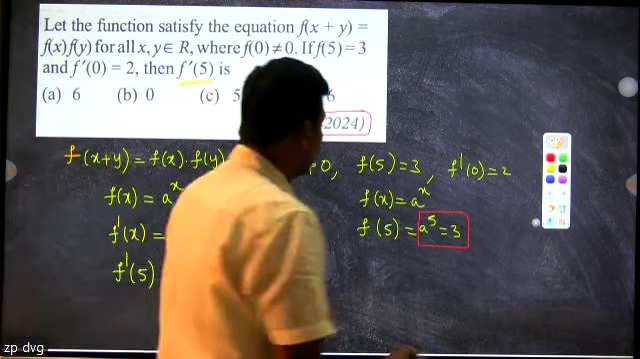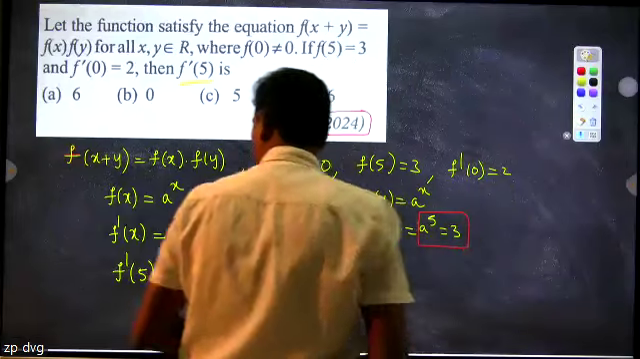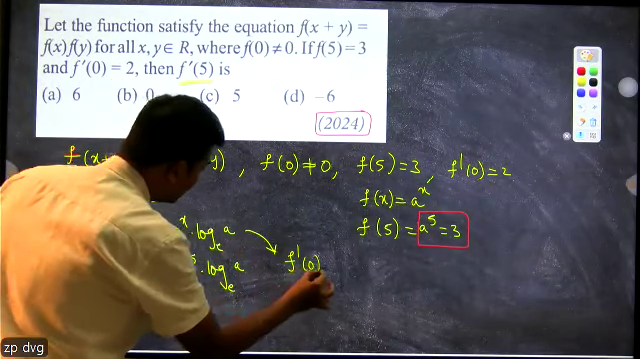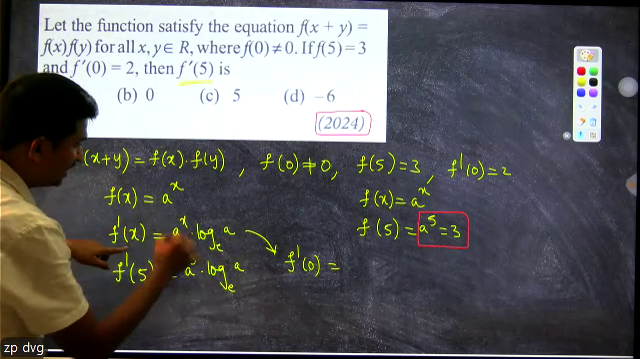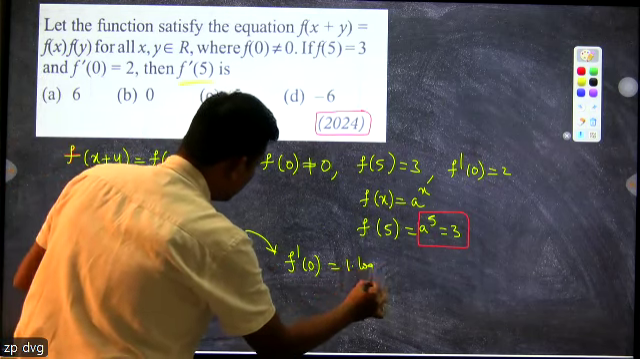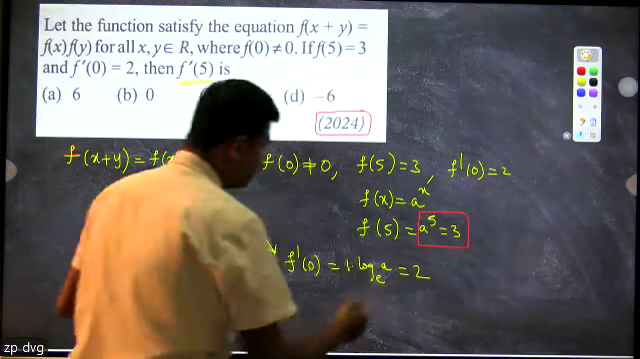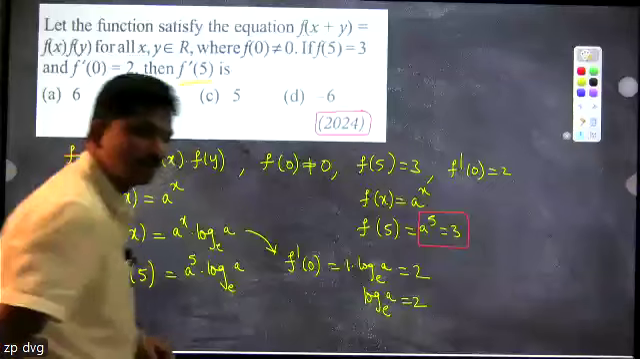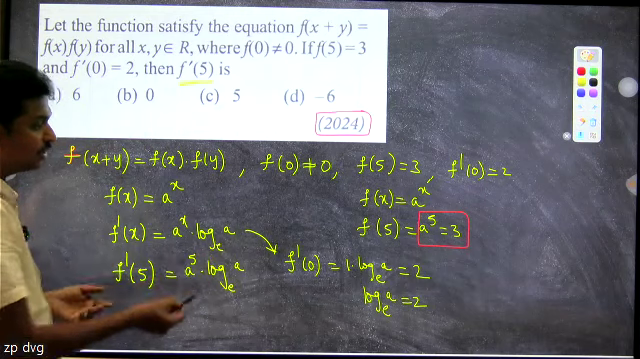So what I'll do, here one more piece of information is there: f'(0). f'(x) is there, so f'(0): in place of x, you write 0. Wherever x is there, you write 0. a^0 is 1, times log a base e. This f'(0) is already given in the question as 2. From this, you will get that log a base e is 2. So, actually, f'(5) is this. In this, a is the unknown thing.